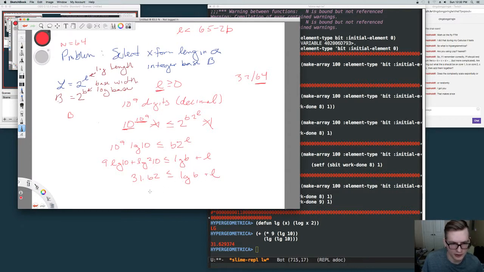which means that L is less than or equal to 31.62 minus log b. Well, this means L is bound below by this. So this is our other inequality up here. So we have 31.62 minus log b is less than or equal to L is less than or equal to 65 minus 2b.